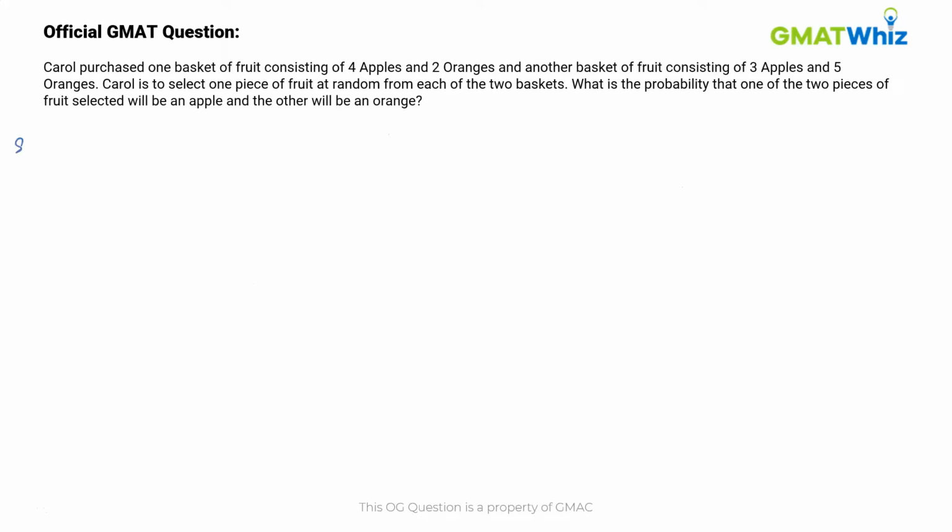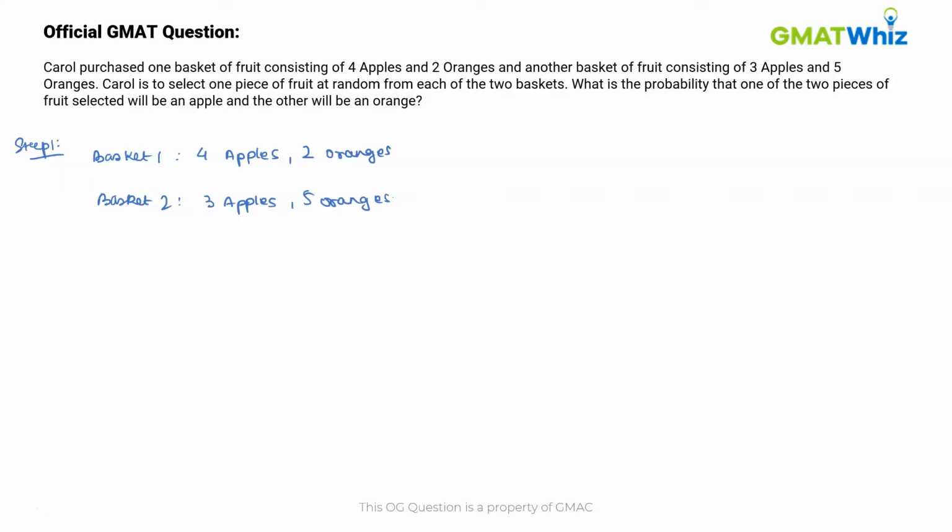In this question we are given that Carol purchases 2 baskets. In basket 1 she has 4 apples and 2 oranges, and in basket 2 she has 3 apples and 5 oranges. Now Carol has to select one piece of fruit at random from each of the 2 baskets.